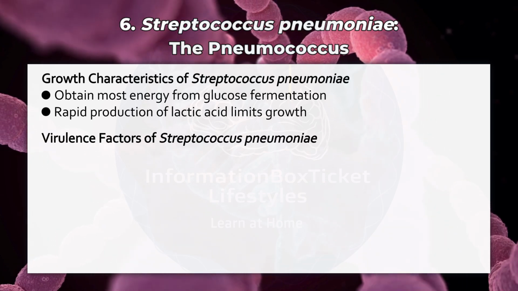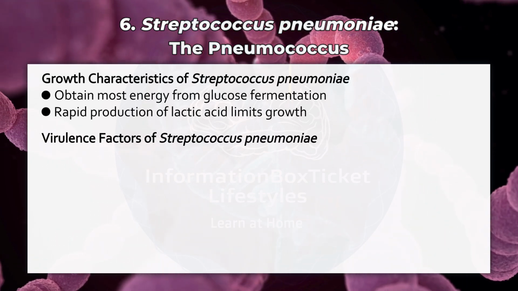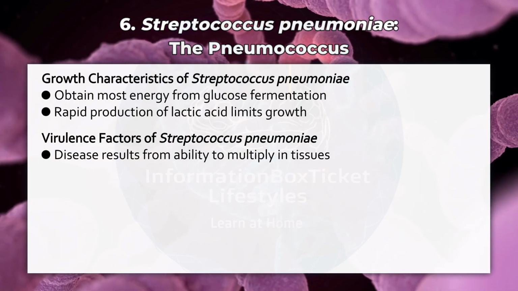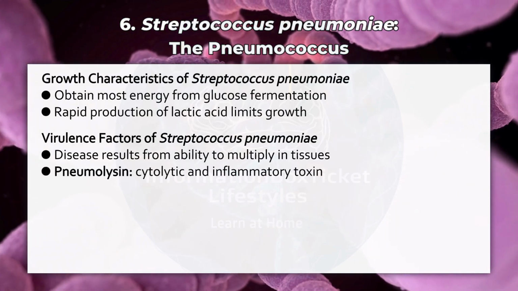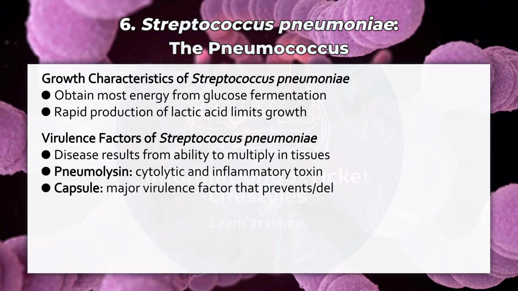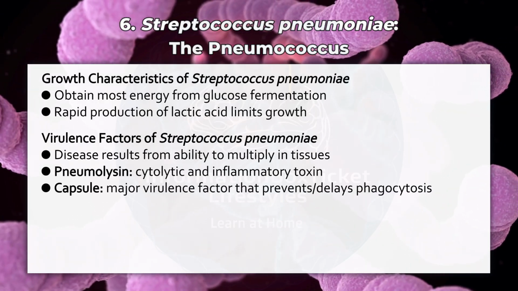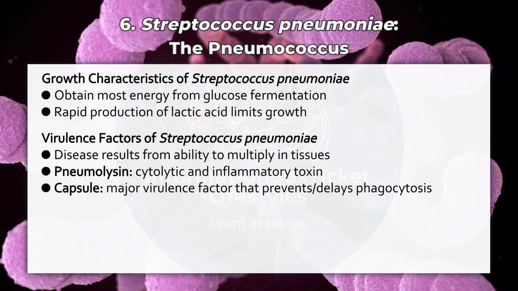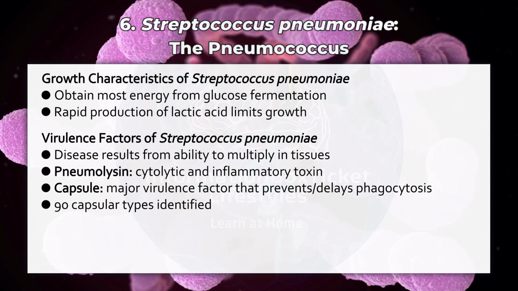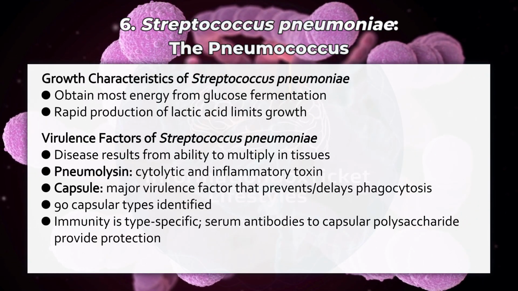Virulence factors of Streptococcus pneumoniae. Disease results from the ability to multiply in tissues. Pneumolysin is a cytolytic and inflammatory toxin. The capsule is a major virulence factor that prevents or delays phagocytosis. 90 capsular types have been identified. Immunity is type-specific.